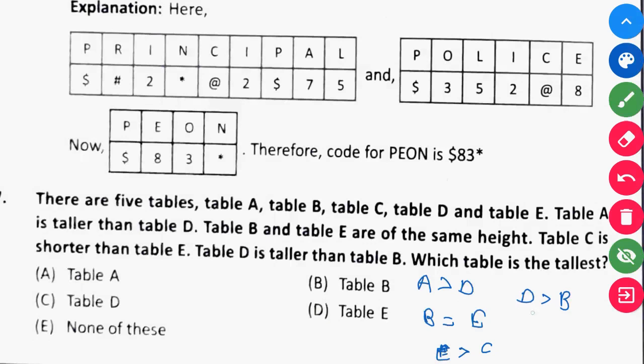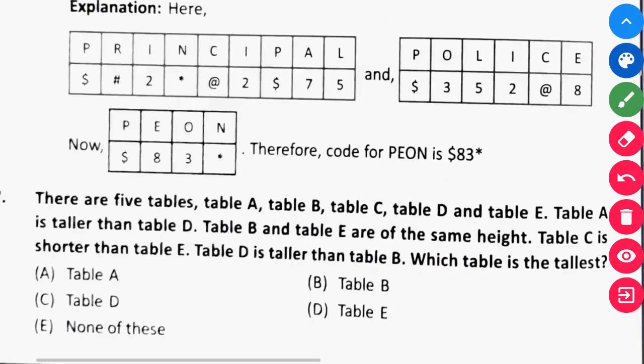Okay. Now D table is taller than B, means D is taller than B and E also. And A is taller than D. So which is the tallest table? A is the tallest table. Because A is taller than D, which is taller than B and E, which is also taller than C. So which one is the tallest one? So A is the tallest one. Understood?